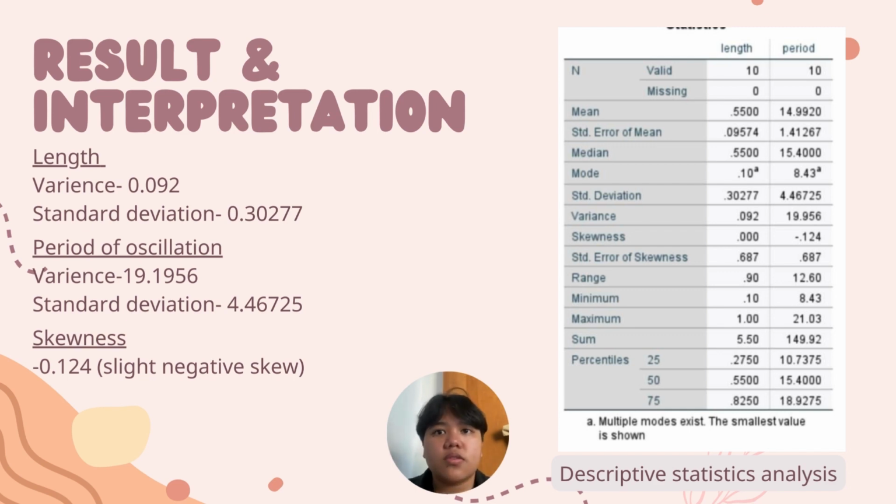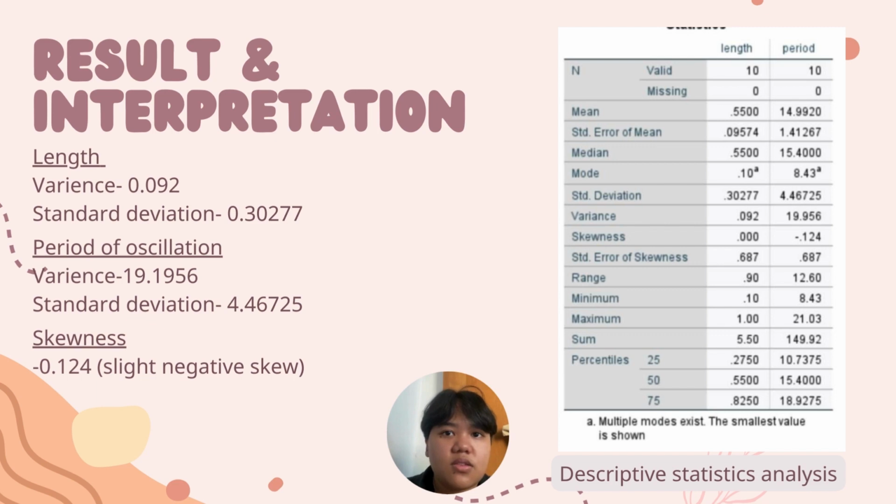Next is skewness. The oscillation length and period have skewness values of 0 and negative 0.124. A distribution's degree of asymmetry is gauged by its skewness. When the skewness value is 0, it is considered entirely symmetrical, which means that neither left nor right skew affects its balanced shape. A skewness of 0 indicates that the data is uniformly distributed around the mean, and the mean, median, and mode are all equal.